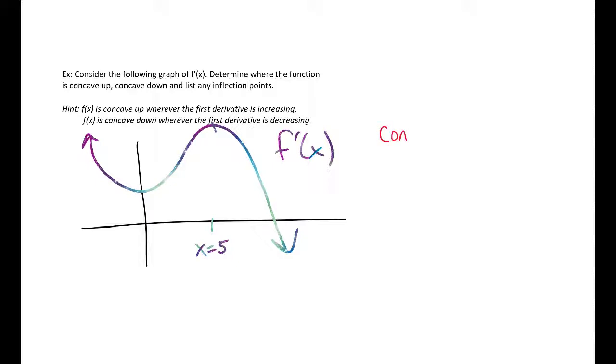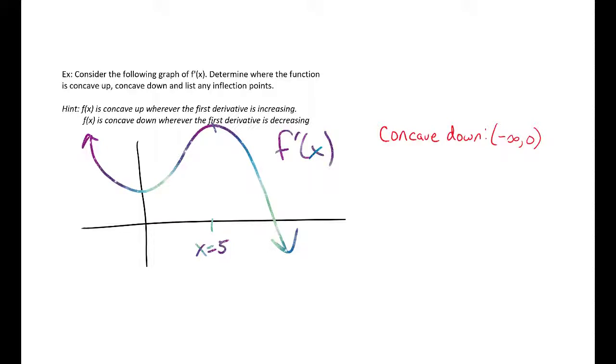Okay, so let's come over here. Let's start off with concave down first. I chose that because if you look at the first part of our graph, this first derivative is decreasing. For what values of x are we decreasing? We are decreasing from negative infinity until we get close to an x value of 0.